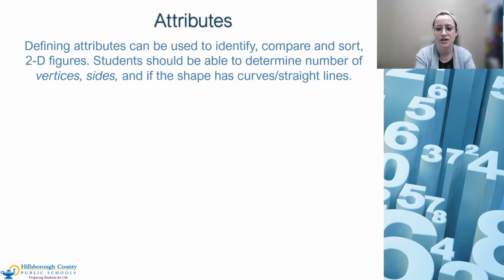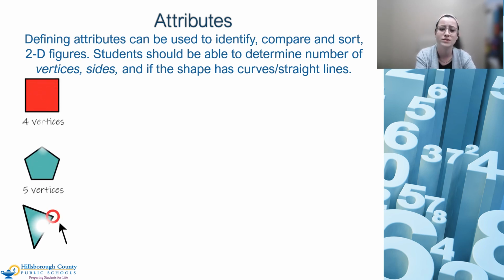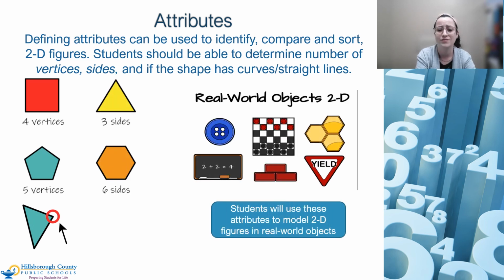As students begin to understand defining attributes, they can identify, compare, and sort these 2D figures. They should be able to determine the number of vertices or corners, the number of sides, and does the shape have curved or straight lines. Students will then use this understanding to identify 2D figures in real-world objects. So if you look at the screen, there's a chessboard. Students should be able to say that I could model that using a square.